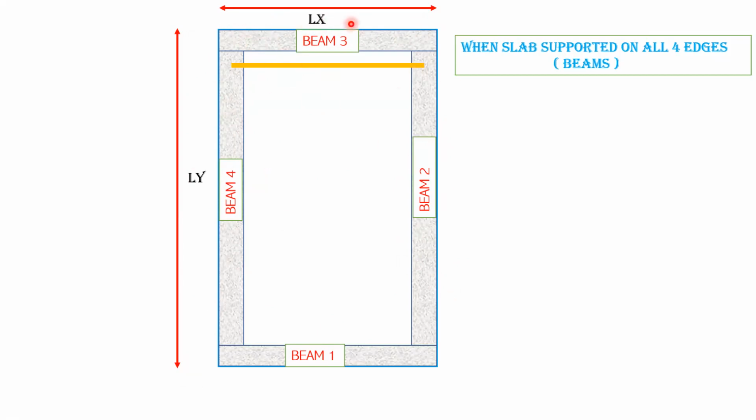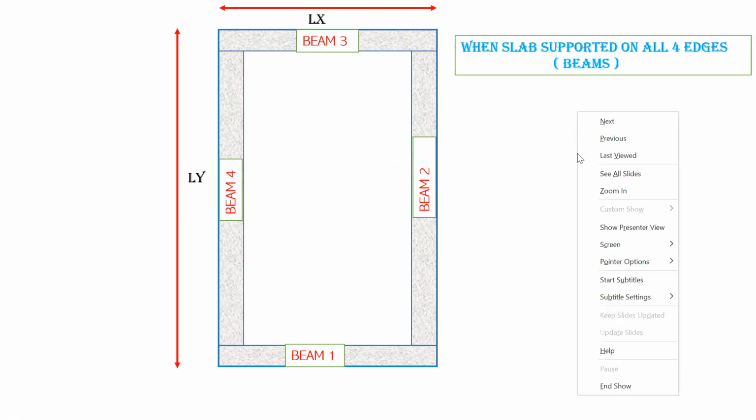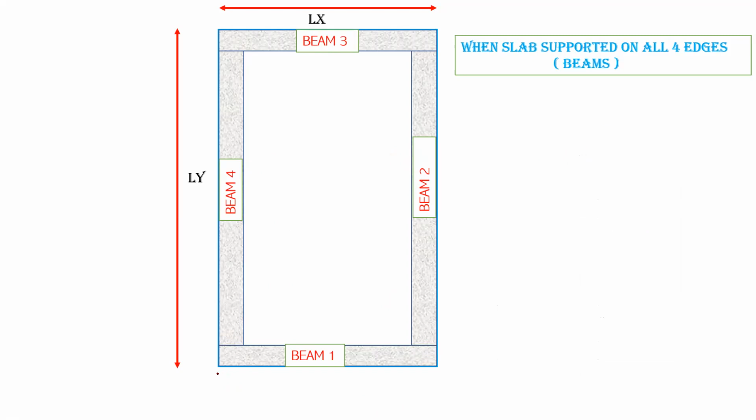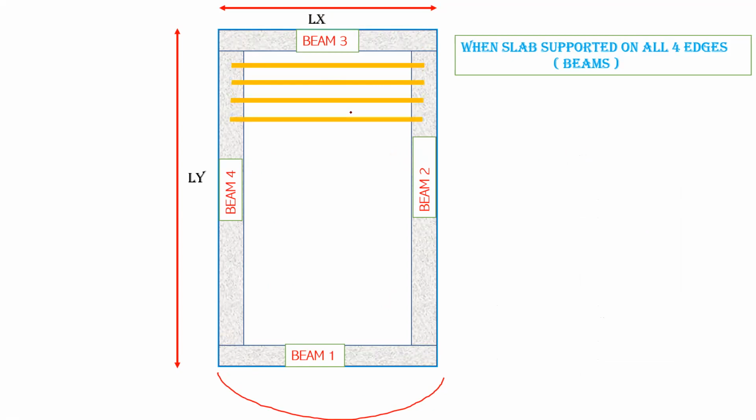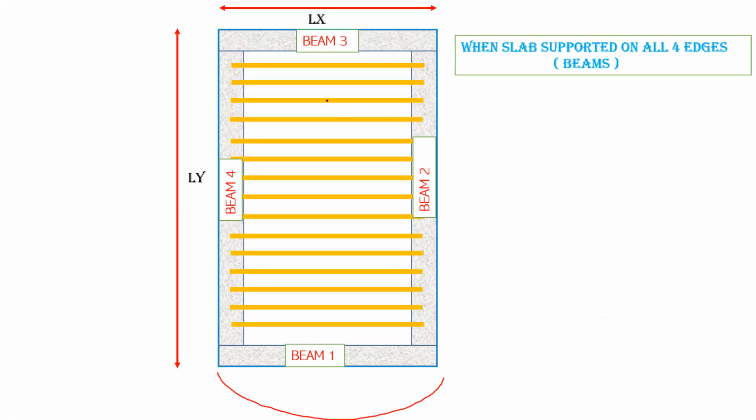Now LX is my shorter span and LY is my longer span. That is why this slab is going to bend along the shorter direction. I'll use a pen here. So this slab is going to bend in this direction, and that is why I'm going to provide my rebar parallel to that, in the shorter direction. This is my first rebar, then comes my second, third, fourth, fifth, sixth. This is how I'm going to place all my reinforcement bars.